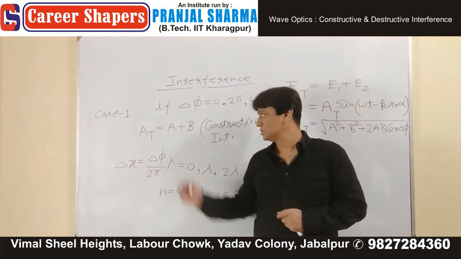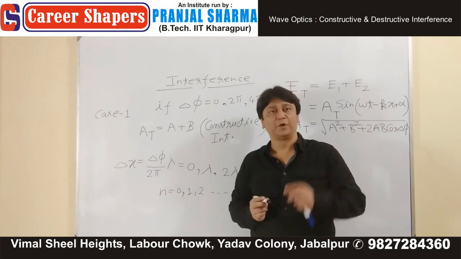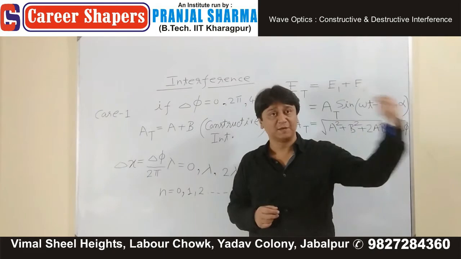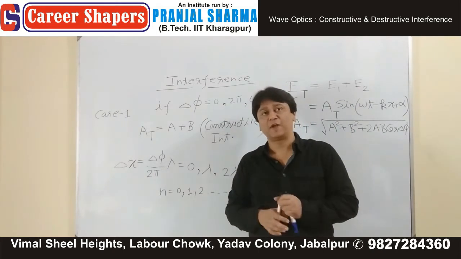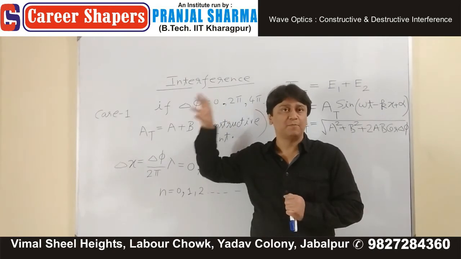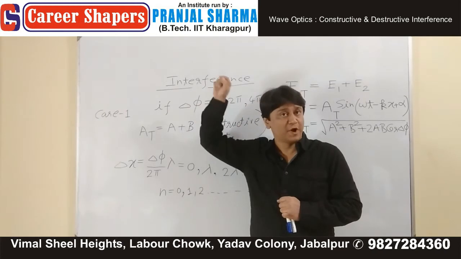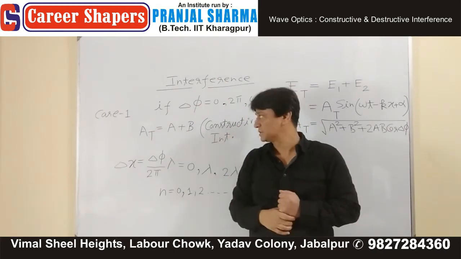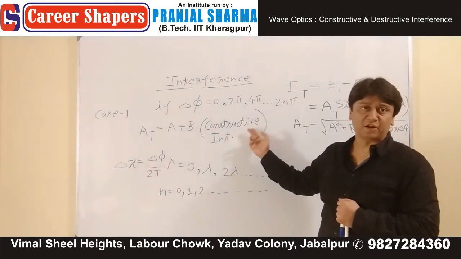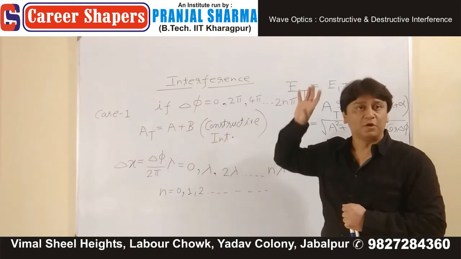Constructive means since you have amplified total amplitude, intensity of light will become what? Maximum. And when intensity of light is maximum, you're going to see that you have a very bright spot on the screen. On the screen means at point P where this interference takes place. This is called constructive interference, and that spot will be called bright fringe.